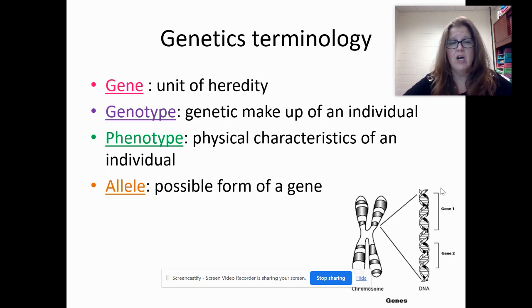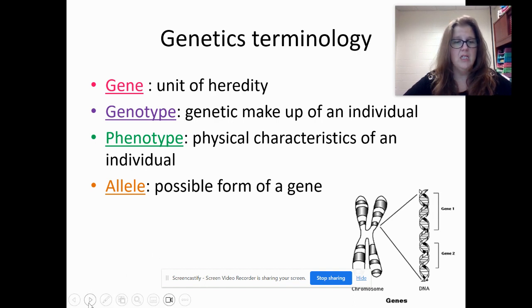I talked about this in the last video, the genetics vocab video, but it doesn't hurt to hear it again. Genotype is the genetic makeup, whereas phenotype are the physical characteristics. And allele is a possible form of a gene, and we talk about it in terms of dominant or recessive, or stronger or weaker.